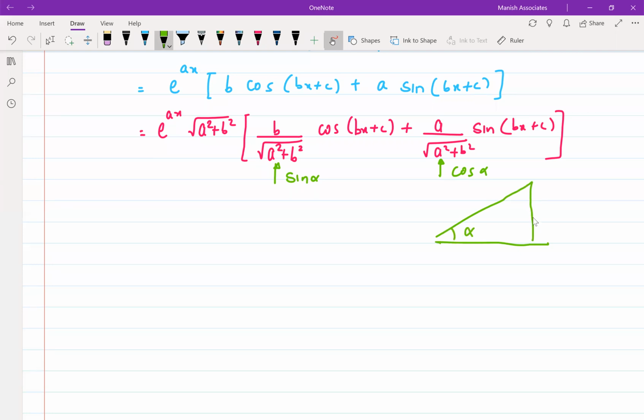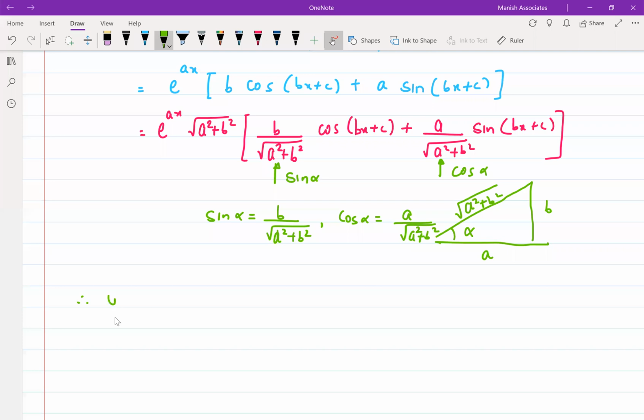If this is alpha, this has to be b, this has to be a. By Pythagoras theorem, the hypotenuse will be root of a square plus b square. So from the diagram, I can write sine alpha as what? Opposite upon hypotenuse. And similarly, cos alpha will be adjacent upon hypotenuse.